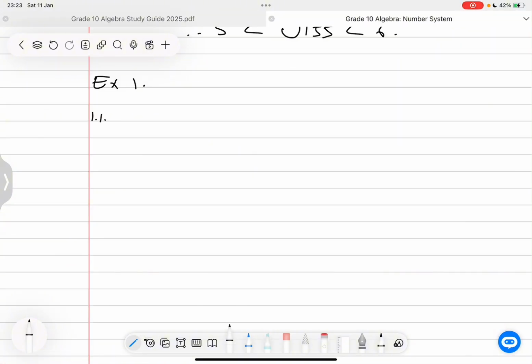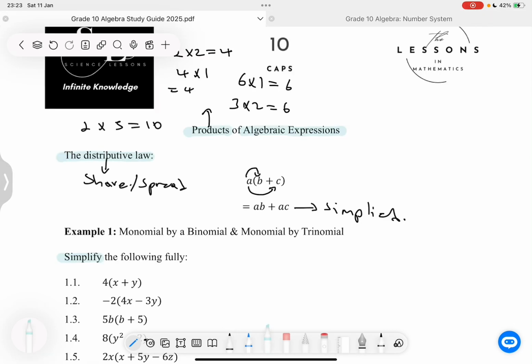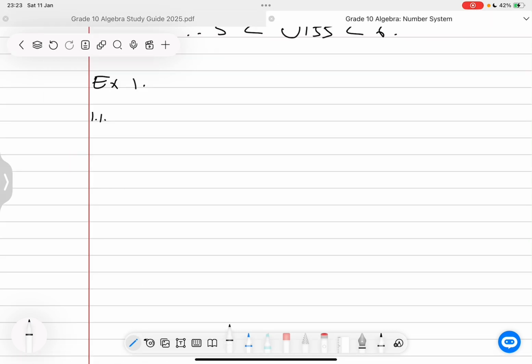we are given here in 1.1, 4 times x plus y, 4 times x plus y. Our law of distribution says that we should distribute the 4 on the x and on the y. We should share it with x and y. And absolutely, 4 times x is going to be 4x. 4 times y is going to be plus 4y.